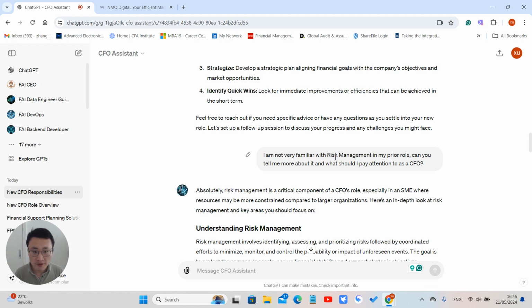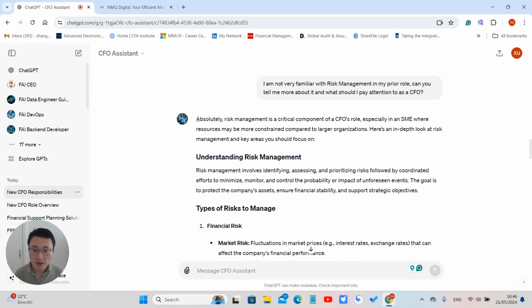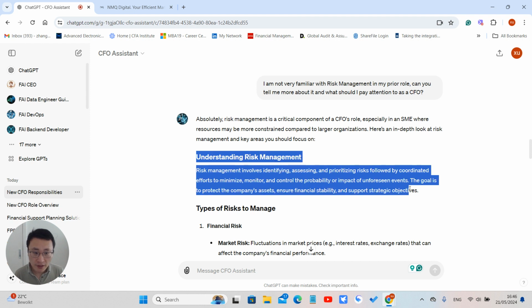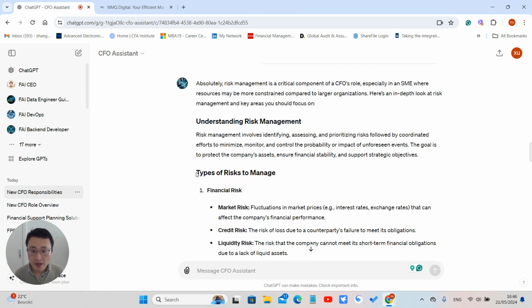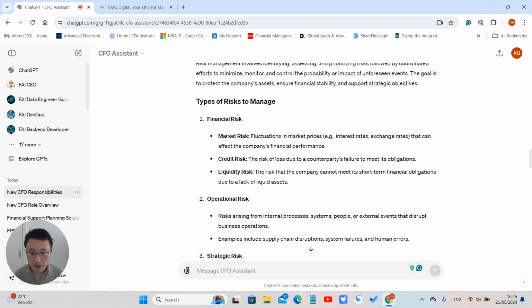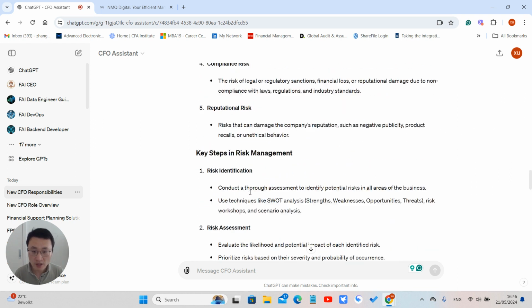Here I just follow up with this risk management concepts. Let's look at the response. It said, okay, absolutely, this is a very crucial component of the CFO's role, especially in an SME. The resources will be more constrained compared to larger organizations. So here it gives us an introduction of this topic. First, it shows us what risk management is about. And then it shows us different types of risk: financial risk, operational risk, strategic risk, compliance risk, reputation risk.